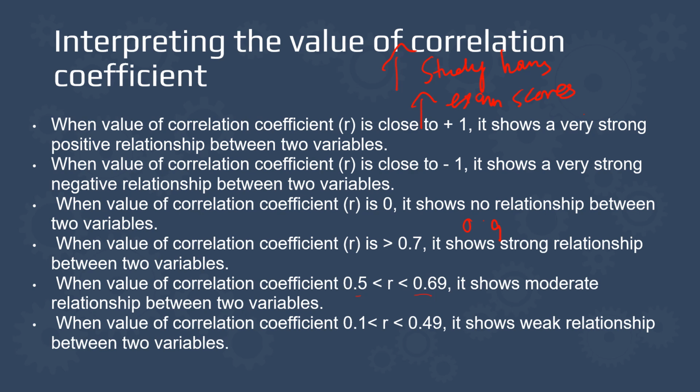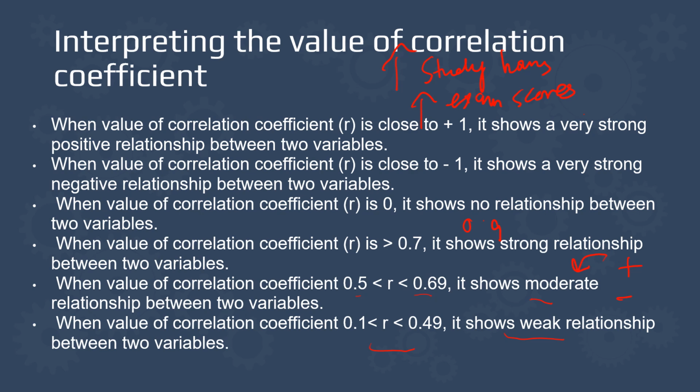What about if we have between 0.5 and 0.69? This shows a moderate relationship. It depends on the sign. If we have positive, we say it is a moderate positive relationship. What about if we have a negative sign? Then we say it is a moderate negative relationship. When the value of correlation is between 0.1 or 0.2 and 0.4, we say it is a weak relationship between two variables.